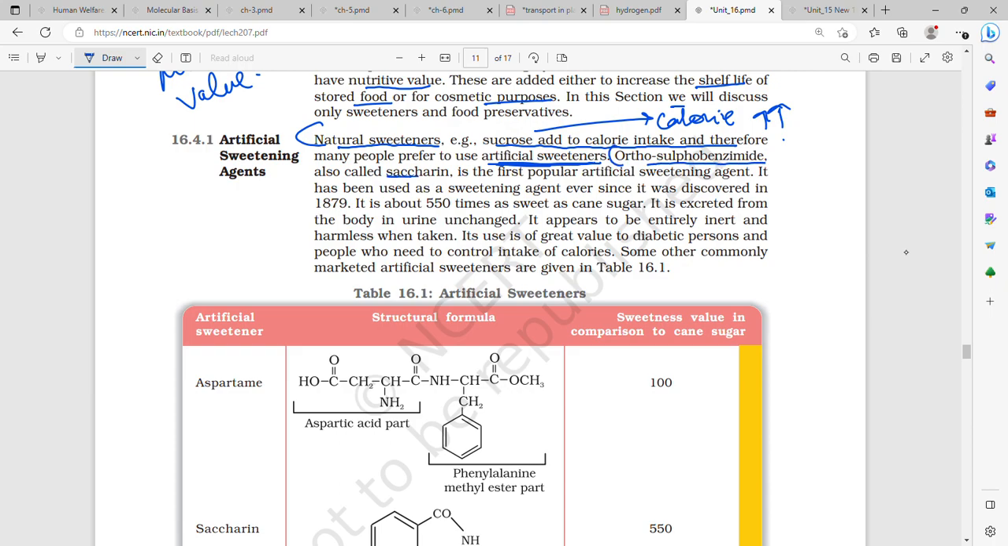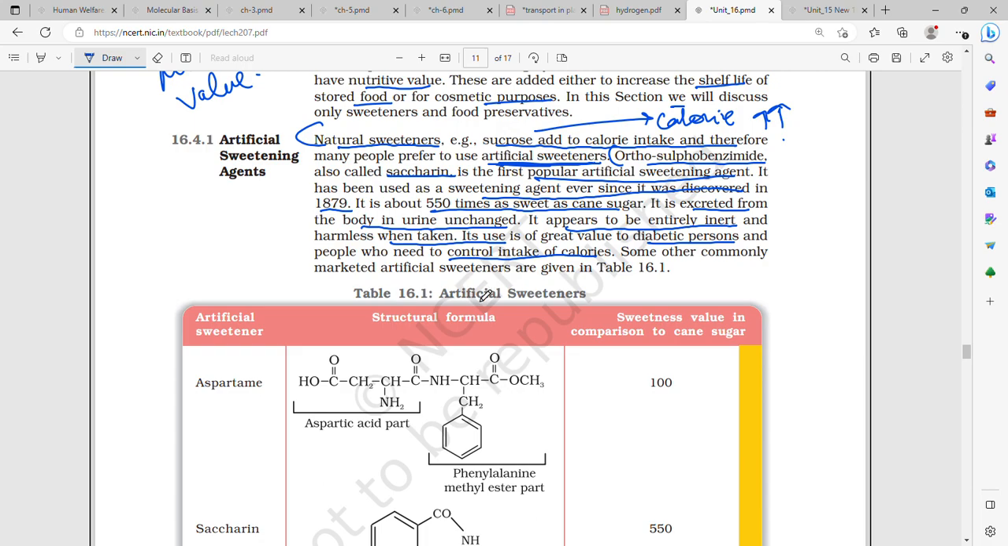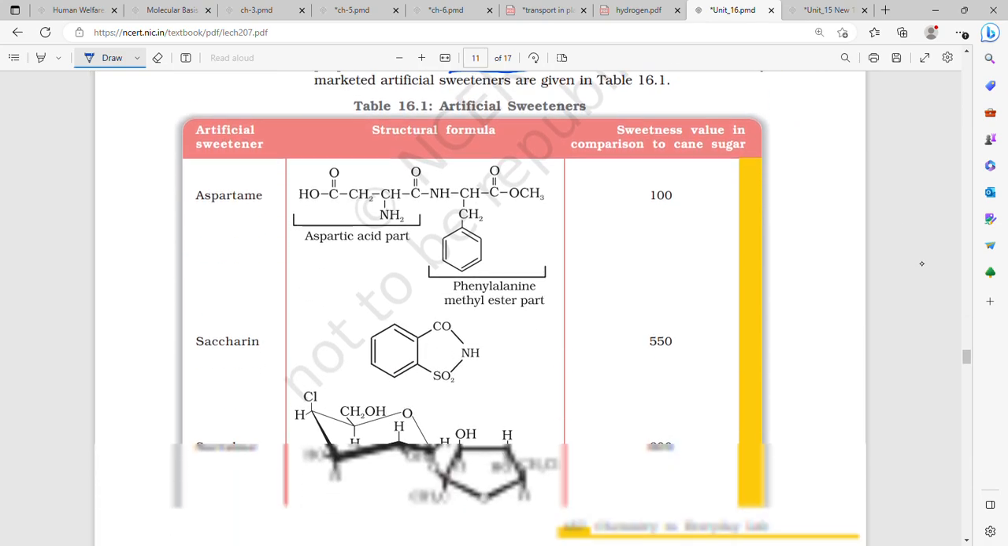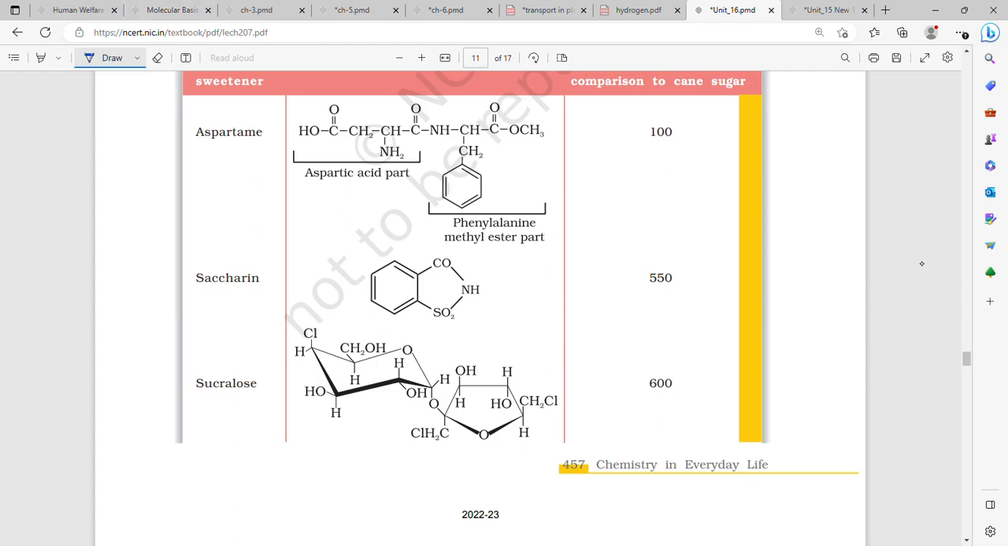Orthosulfobenzimide is called saccharin. It was the first popular artificial sweetening agent. It has been used as a sweetening agent ever since it was discovered in 1879. It is about 550 times as sweet as cane sugar. It is excreted from the body in urine unchanged, so not absorbed. It appears to be entirely inert and harmless when taken, and therefore it is used extensively and is of great value for people who have diabetes and people who need to control the intake of calories. Some other commonly marketed artificial sweeteners are aspartame, saccharin, sucralose.